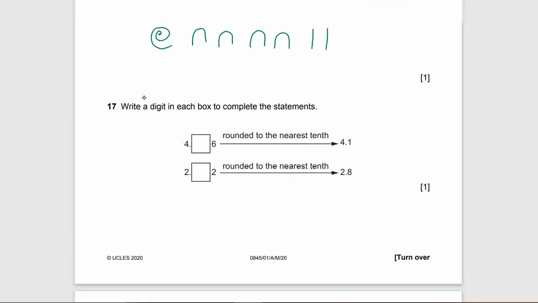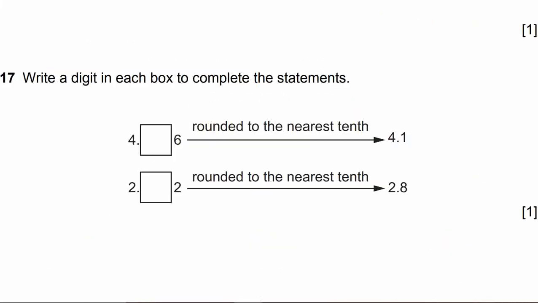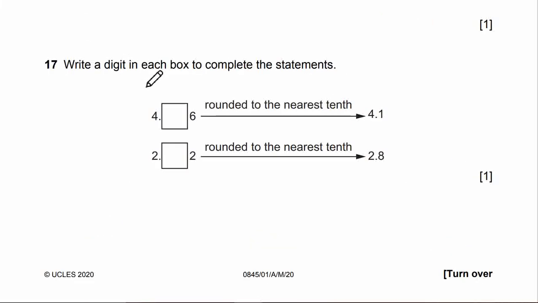And let's see number 17. Write a digit in each box to complete the statement. 4.6 rounded to the nearest 10 is 4.1, so it should be 6. When we round here, because this digit is 5 or more, we add 1 to the digit. After we add 1 it will be 1, so before we add 1 it will be 0. I hope it's clear.